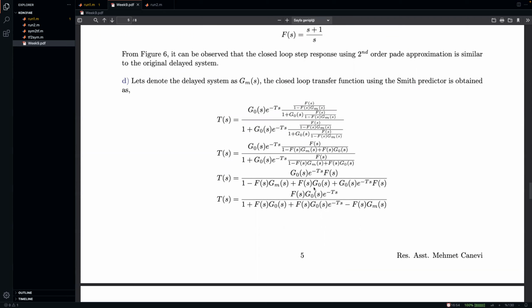But you can see that there's this crucial term where you can see F(s) times G0 e to the power of minus tau s, and minus F(s) times Gm, where Gm is basically the plant model itself. If they are equal to each other, if Gm is exactly G0 times e to the power of minus tau s, then this term will vanish. So these should match. If that's the case, you can see F G0 divided by 1 plus F G0 is going to be the closed loop.